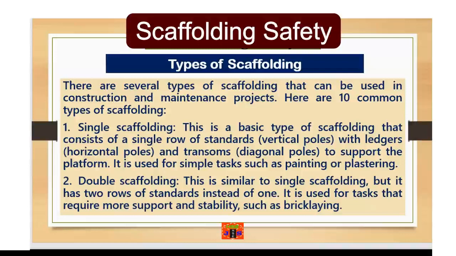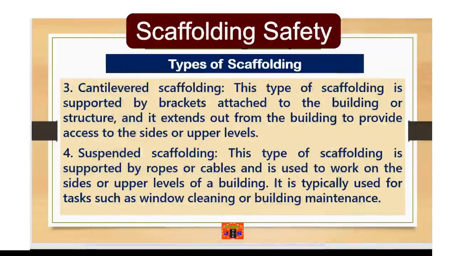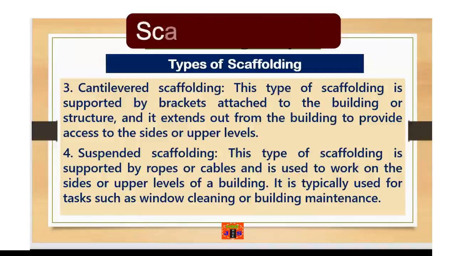This is single type scaffolding. Number two, double scaffolding. This is similar to single scaffolding, but it has two rows of standards instead of one. It is used for tasks that require more support and stability, such as bricklaying. Number three, cantilevered scaffolding. This type of scaffolding is supported by brackets attached to the building or structure, and it extends out from the building to provide access to the sides or upper levels.